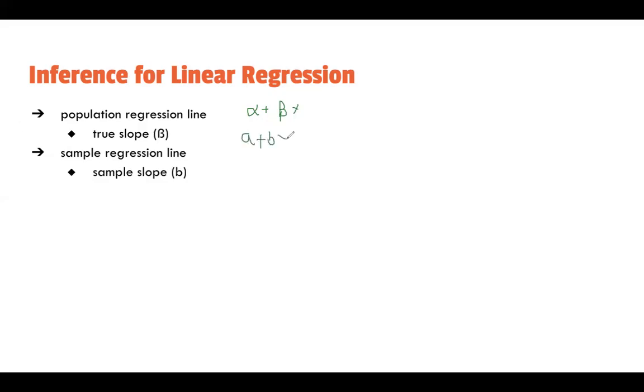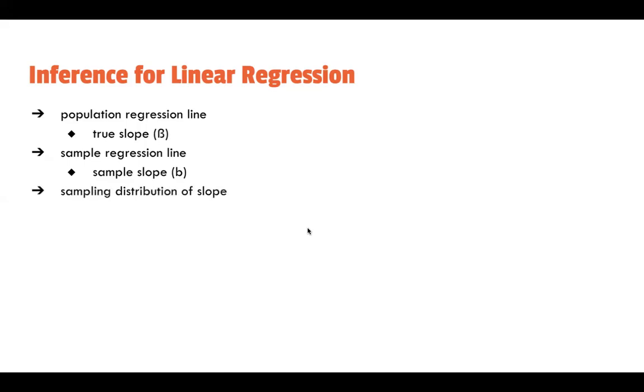Now, the entire point of this section is, given an a plus bx equation, what can we tell about the alpha plus beta x equation, specifically the slope? Given b, what does that tell us about beta? Most of the time it's going to be whether or not beta is zero. And if beta is zero, that means there's no linear relationship. There's no association between the two variables, the explanatory and response variables. So our null hypothesis generally is going to be beta is equal to zero, whereas the alternate is going to either be beta is greater than, less than, or not equal to zero. But that's a bit in the future.